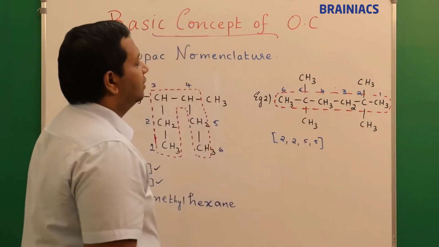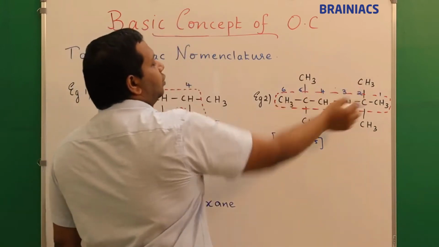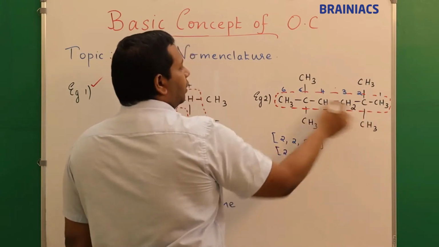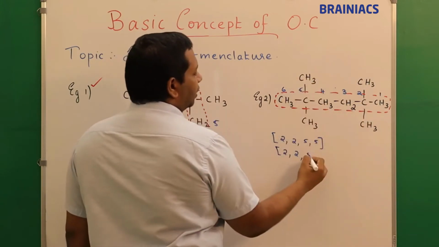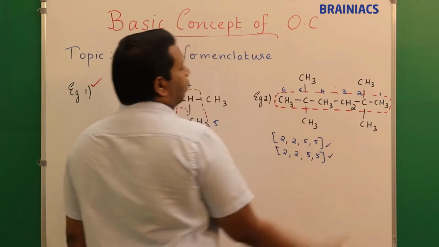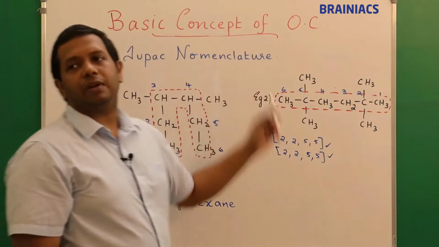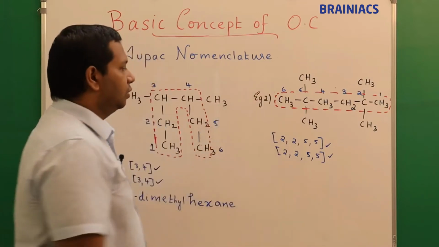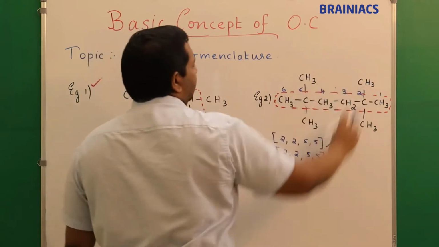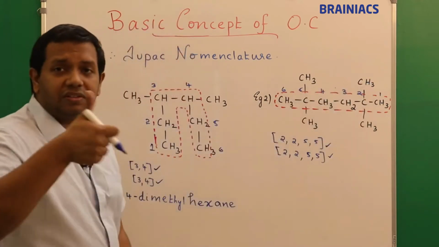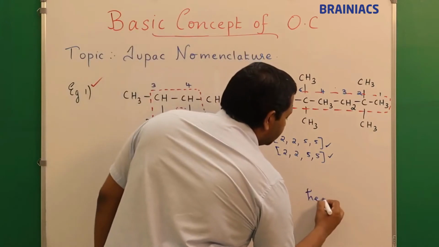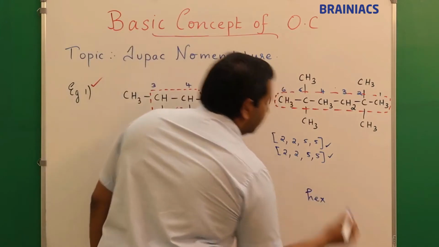In this case, what are the numbers coming? Again, at position 2 there are 2 methyl groups, so 2, 2. Then here 2 methyl groups, so I can write 5, 5. So both are correct. If both are correct, then I can choose any numbering. Both are almost similar. So what is the first thing? You look at the parent carbon chain. How many carbon atoms are there? 6 carbon atoms are there. So my word root here is hex. I can choose the term hex.